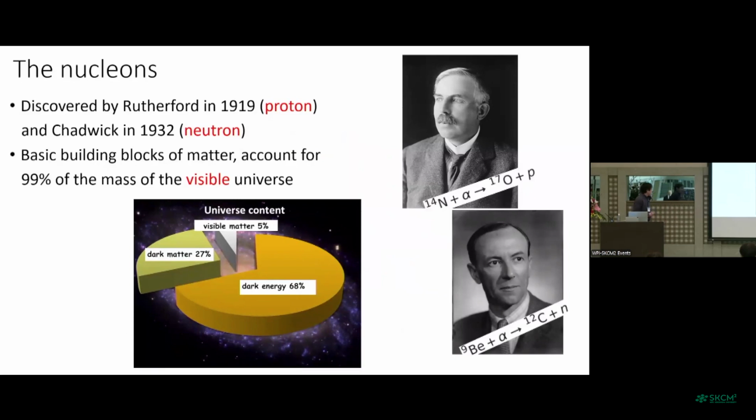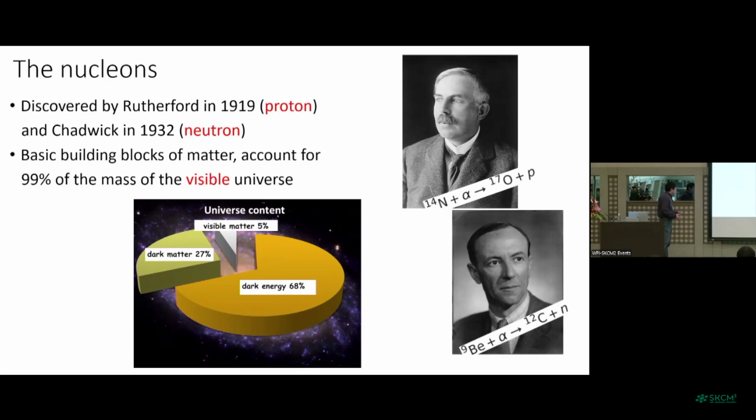That was the discovery of the atomic nucleus, and then the same person, Rutherford, discovered the proton in 1919, and his student Chadwick discovered the neutron in 1932. The proton and neutron are called nucleons, and these are the basic building blocks of matter, accounting for 99% of the mass of the visible universe. Maybe I should emphasize the word visible, because in fact 95% of the mass of the universe is not visible. This is called dark matter and dark energy, which we don't know anything about. Only 5% of the mass of the universe is visible.